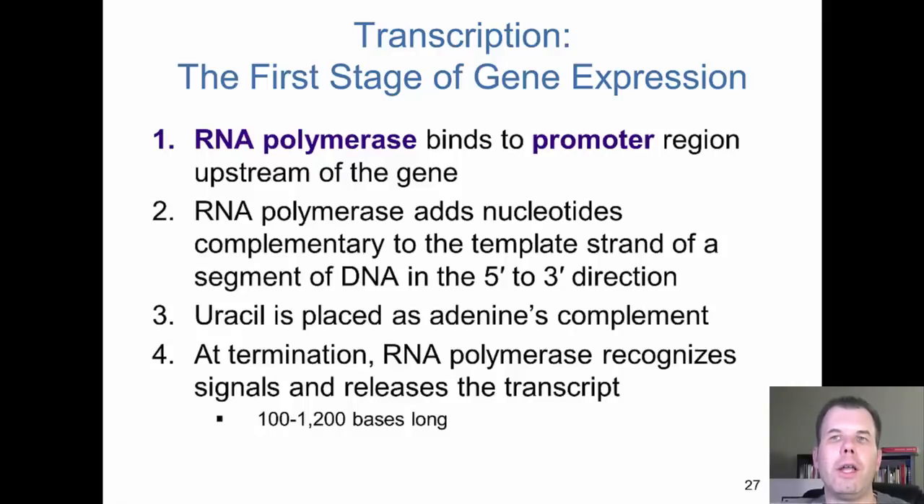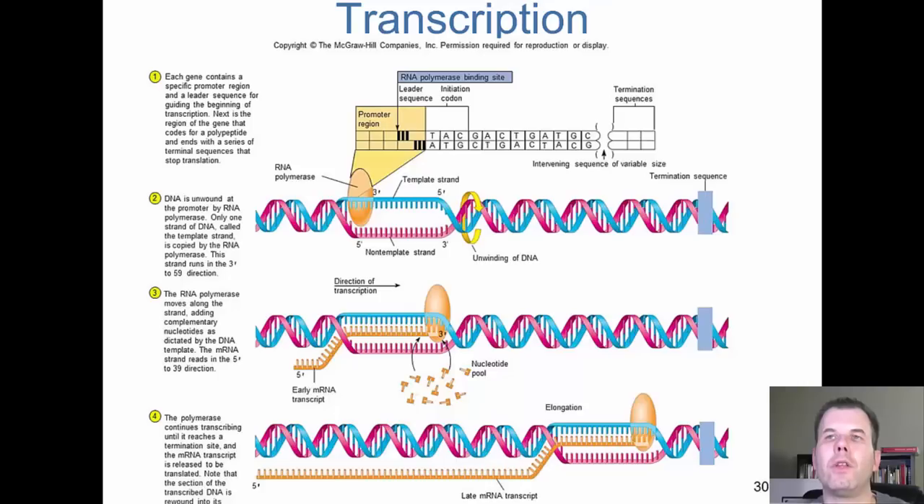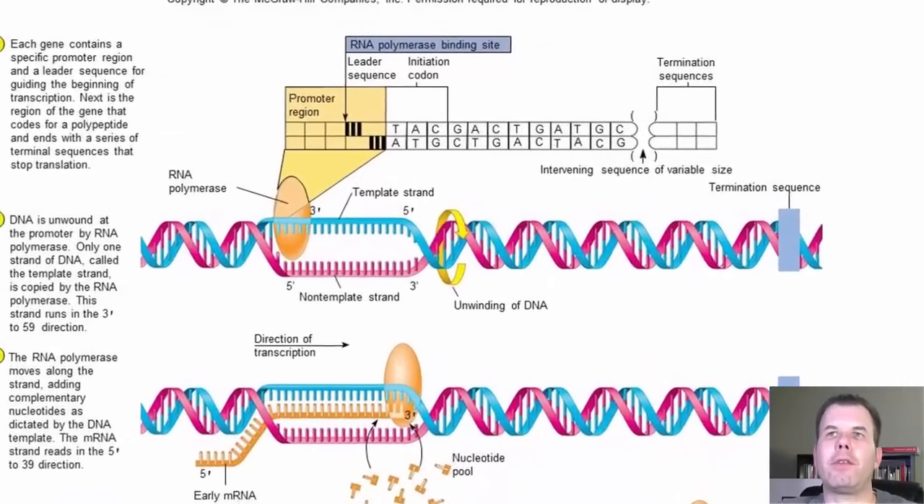And mRNAs tend to be anywhere from 100 to 1,200 base pairs, depending on the size of the gene. And again, some genes are longer than others, and it all depends on the size. And typically, roughly around 500 base pairs is about your average size of an mRNA. Okay? All right, so let's see some pictures and see if this makes any more sense.